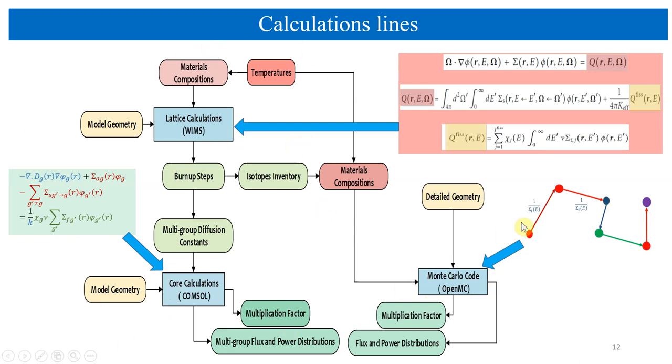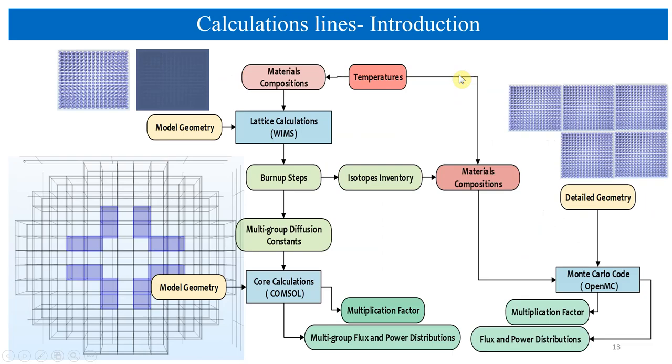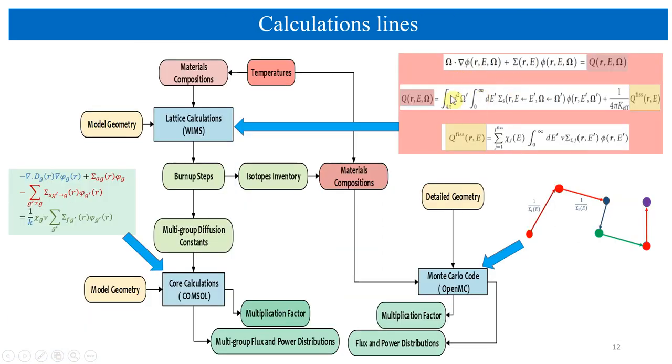To follow the neutronic calculation line, as we mentioned, we have to solve the neutron transport equation for a simplified geometry of a certain region of the reactor to find the group constants, which are the multi-group diffusion constants, and the isotopes inventory. We have to identify a model geometry and a material composition with temperature. Regarding the burnup steps, these isotopes inventory will change with a certain burnup step and generate another set of multi-group diffusion constants and isotopes inventory. So I can control the burnup steps, or the time-dependent behavior of the reactor, through using WIMS.